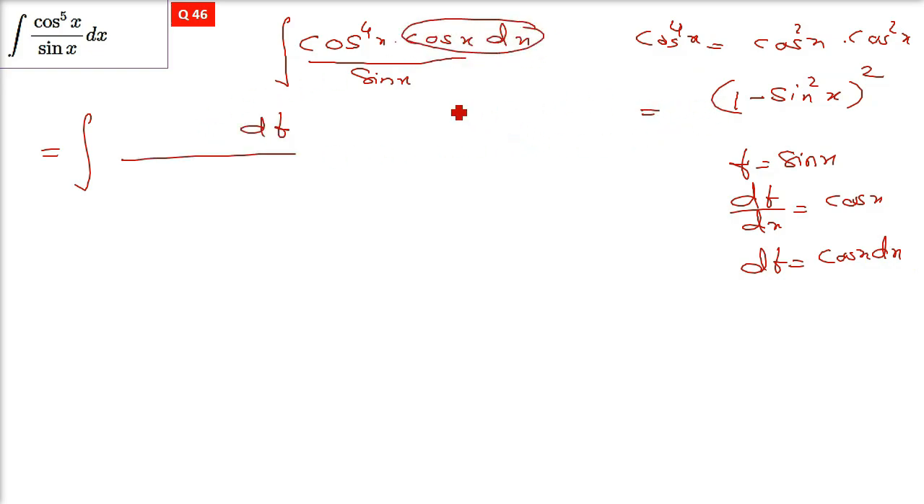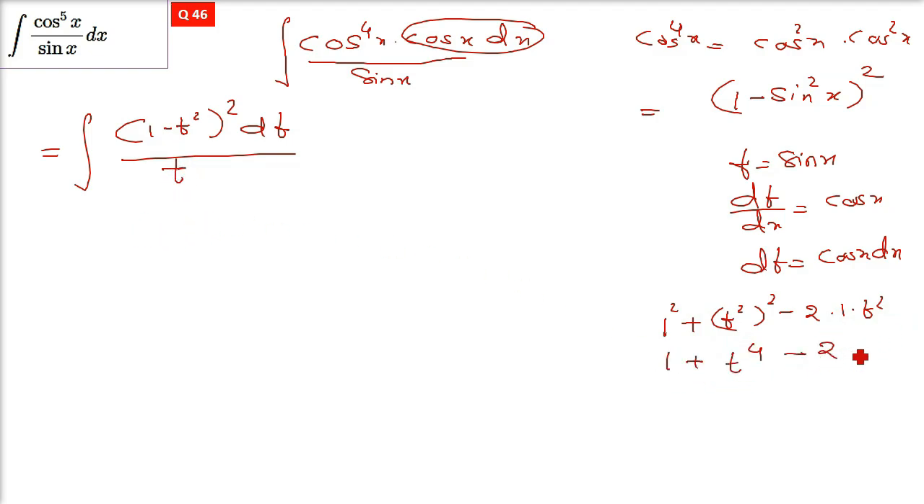In the denominator, you are going to get this sin x, which is t. The numerator is 1 minus sin square x whole square, that is 1 minus t square whole square, and this is only a minus b whole square. So we'll open it: a square plus b square minus 2ab. So 1 square plus t square whole square minus 2 into 1 into t square. So this will form 1 plus t raised 4 minus 2 into t square. There is t in the denominator, so let's put this t in the denominator. 1 by t will directly give you log. So we don't have to do anything with that.